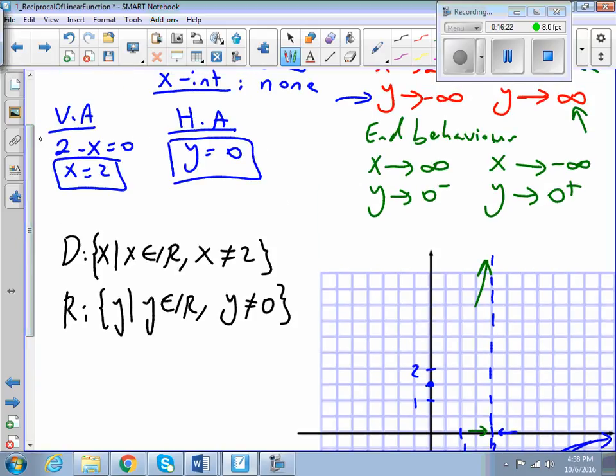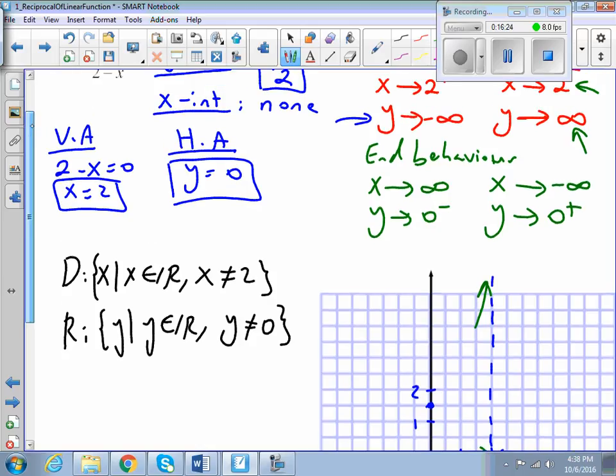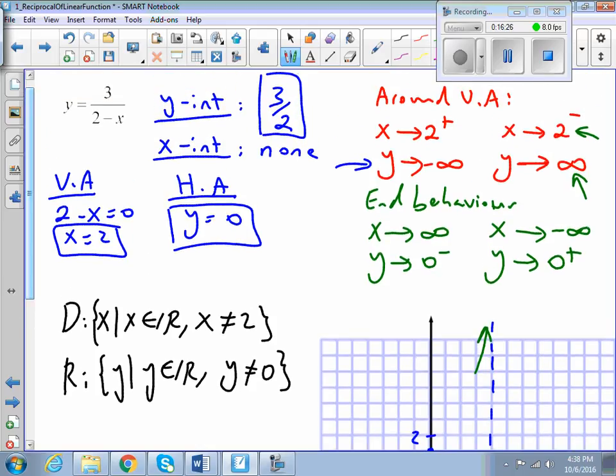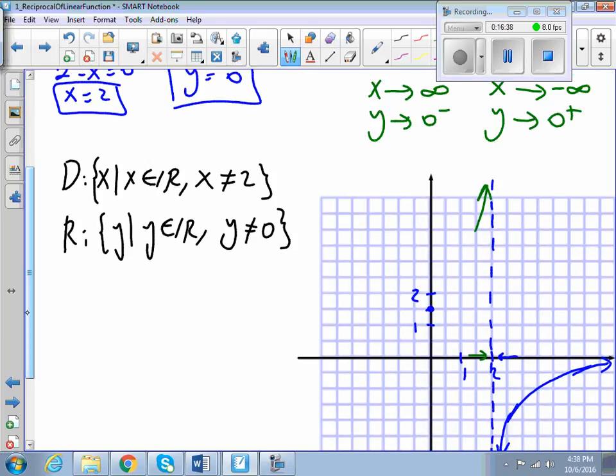Similarly, as x approaches negative infinity, let's say I sub in negative 1,000, it would be 2 minus negative 1,000, which would be 2 plus 1,000, so that's 1,002. 3 divided by 1,002, yes, it's close to 0, but it's slightly more than 0, so that's why I'm approaching it from above. So it's going to look like this. So again, everything is done. I just need to make a connection here, going through my y-intercept, and that's my graph.